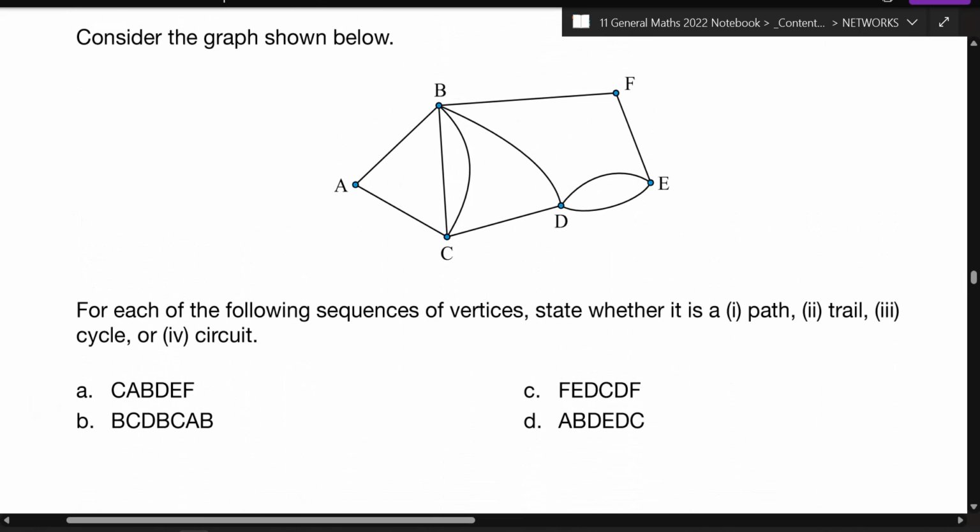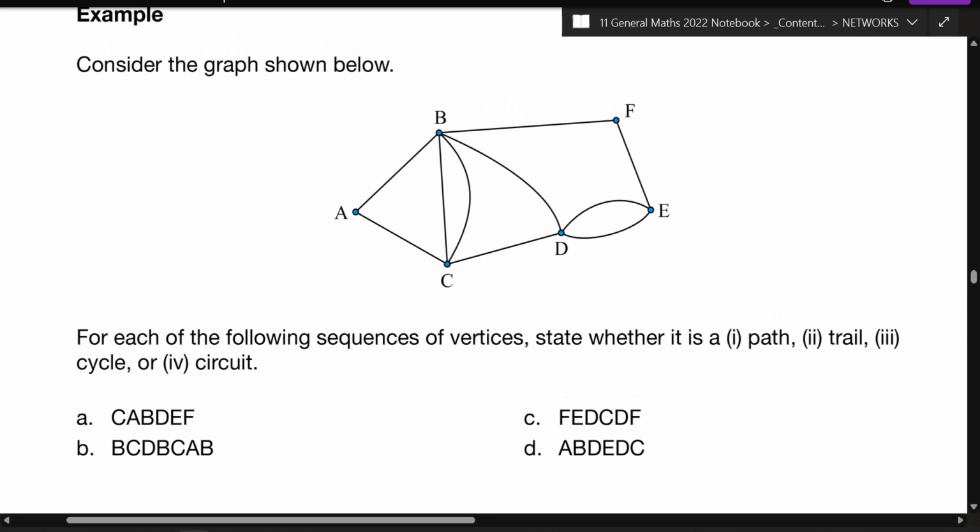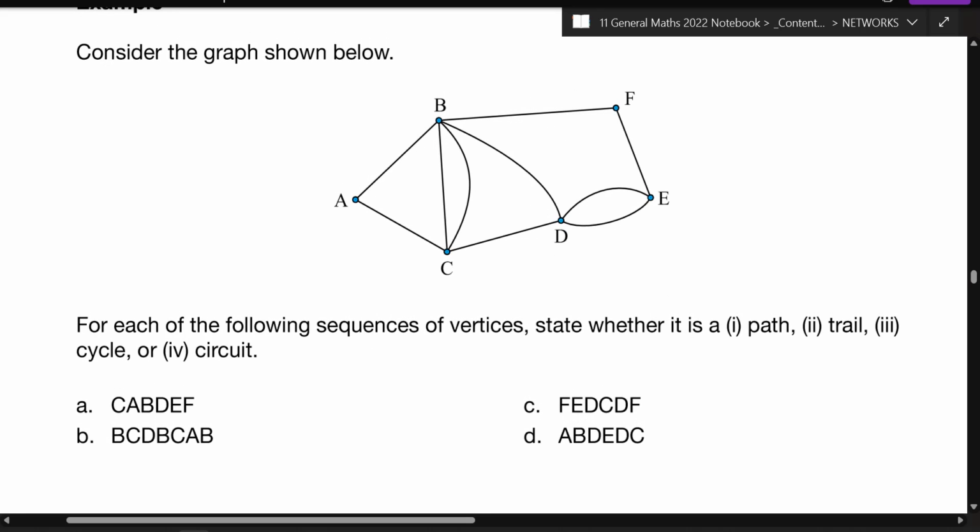Okay, let's look at this. We need to state whether these are paths, trails, cycles, or circuits. Let's look at the first one: C, A, B, D, E, F. You don't have to do this, but I like to say that C is my start, just so you know where it is on the graph. So C, then A, then B, then D, then E, and then F. Is this a path, a trail, a cycle, or a circuit?